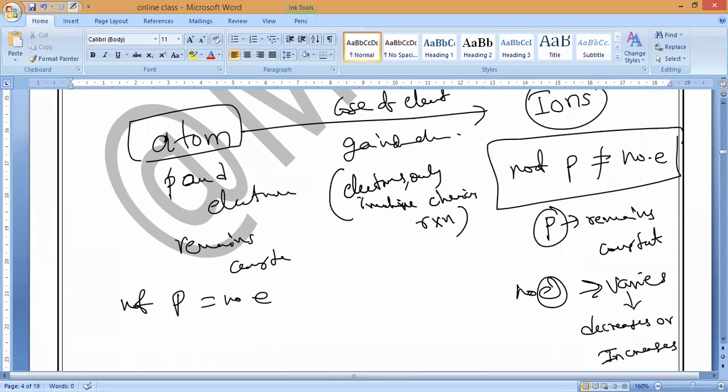So during a chemical reaction, what remains constant? Only the number of protons remains constant, and the number of electrons varies. Understand, Shruti? Laksha?